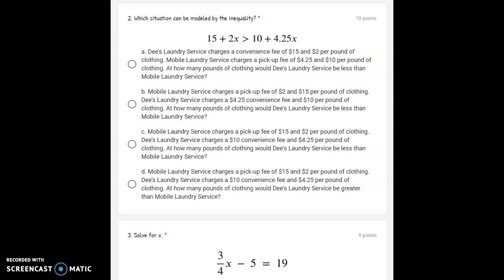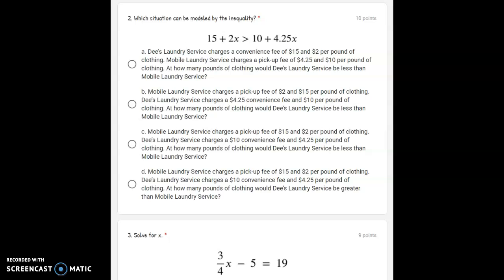C. Mobile Laundry Service charges a pickup fee of $15 and $2 per pound of clothing. D's Laundry Service charges a $10 convenience fee and $4.25 per pound of clothing. At how many pounds of clothing would D's Laundry Service be less than Mobile Laundry Service?